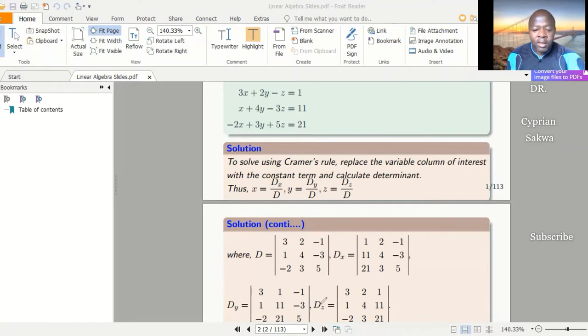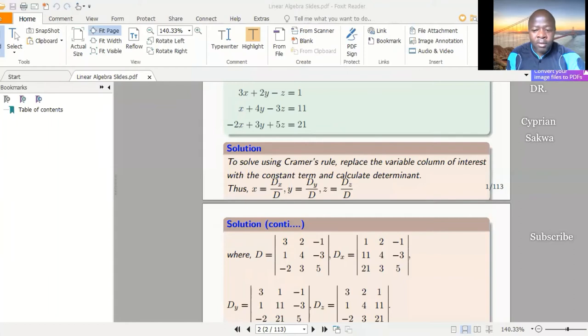And then I also want the determinant with respect to z. That means the first two columns remain the way they are. But now the column with respect to z is the one I replace with the constants 1, 11, and 21. And you can see that I put them inside these parallel lines. These parallel lines mean determinants: determine the determinant of this, the determinant of that, the determinant of this, and so on. Now, so far we know how to find the determinant of a 3x3 matrix.